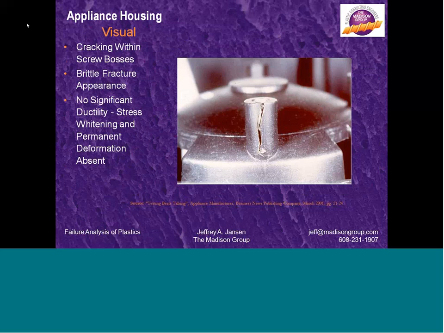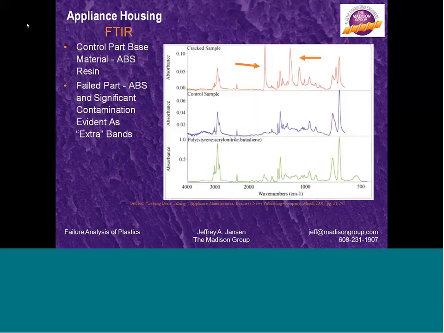Visual examination showed cracking within those screw bosses to have a brittle fracture appearance. No significant stress whitening or permanent deformation was observed. So, brittle fracture within those screw bosses. FTIR then on the control base part, which you see in the middle there, produced results characteristic of the ABS resin it's supposed to be. The failed parts produced results indicative of the ABS resin with a contamination, which was indicated here by some extra absorption bands that are present.